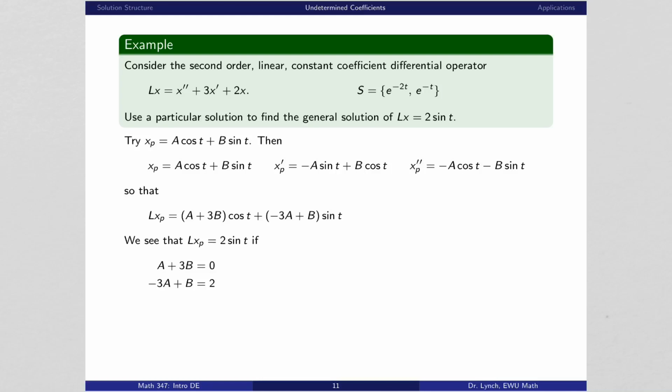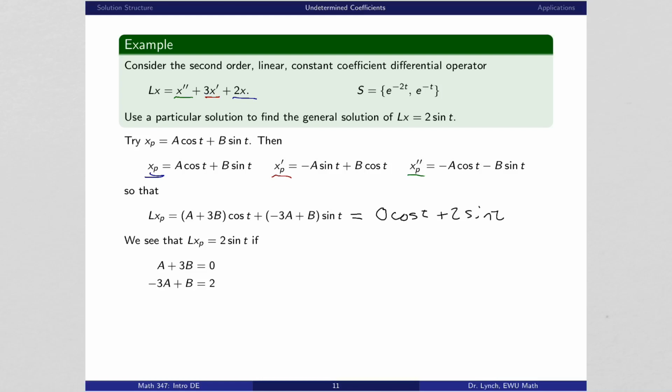Okay, so once again, we'll go ahead and compute its derivatives, plug those derivatives into the differential equation, and simplify, simplify, simplify. Once we do that, we end up with some combination of cosine and sine. Here I've done some simplification to get a plus 3b cosine t and plus minus 3a plus b sine of t. Now again, what we would like is for this to equal 2 sine of t, or I'll write this as 0 cosine of t plus 2 sine of t.